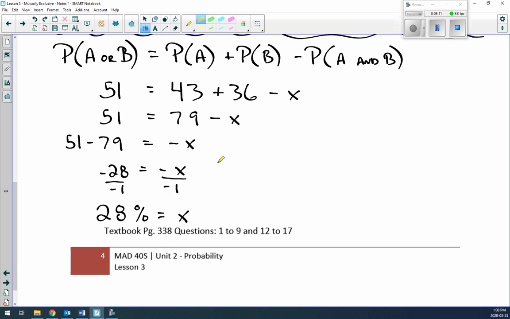Both ways are acceptable. Okay, so that was probability lesson 3. Lesson 4 is coming up right away, and that's the last one in this unit.